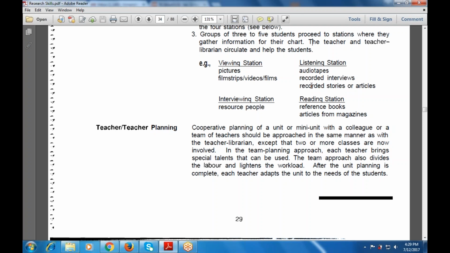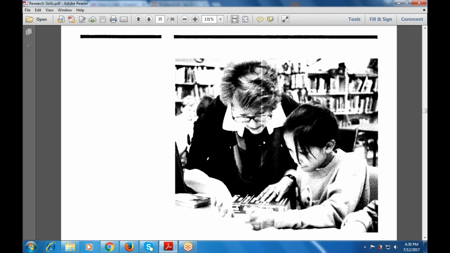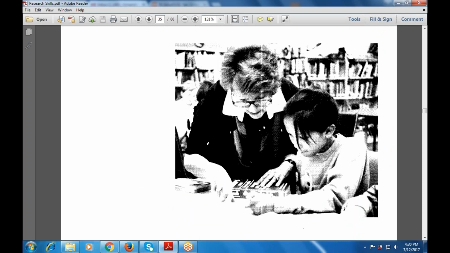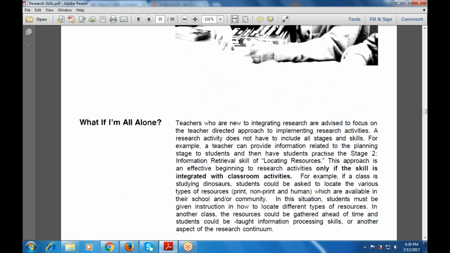That should be multiplied with the colleagues or the team or the teacher, and approached in the same manner. This is the picture that shows how they are working together. This is the cooperation between the teacher and the student.